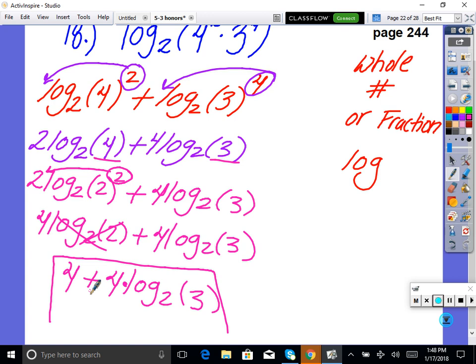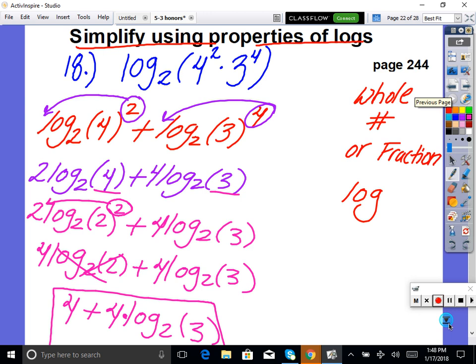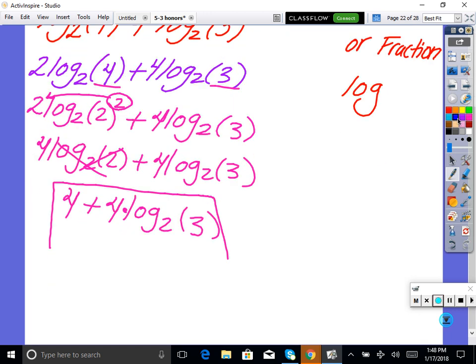Okay, let's do another one. Yeah, valid question. This is an answer, and technically, it's a decimal, right? If I said round to the nearest decimal, well, first of all, we could have done it at the beginning. That's because the instructions say use properties of logs, you're not allowed to use a calculator.